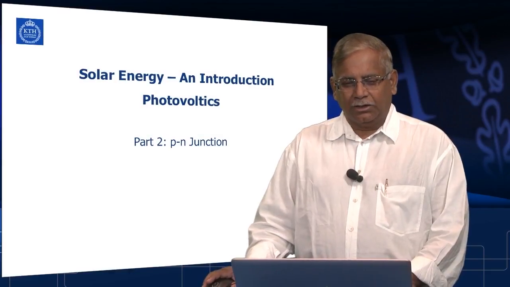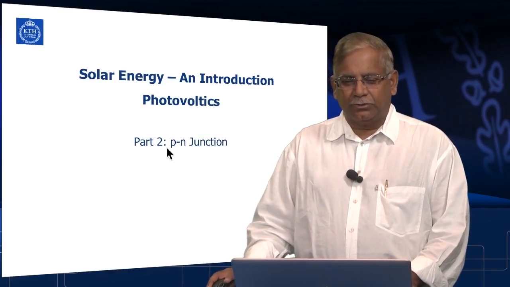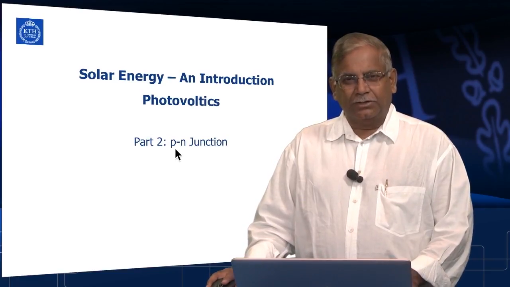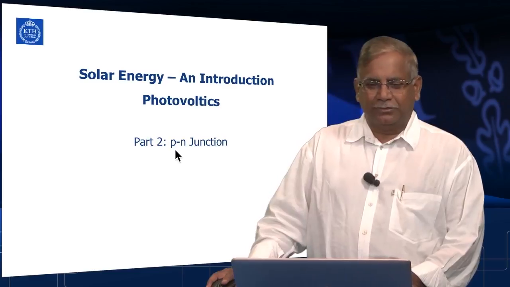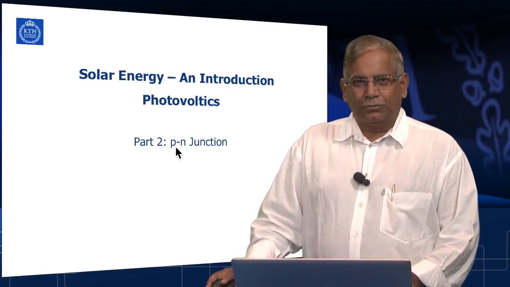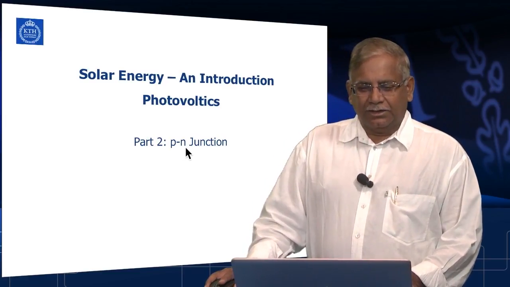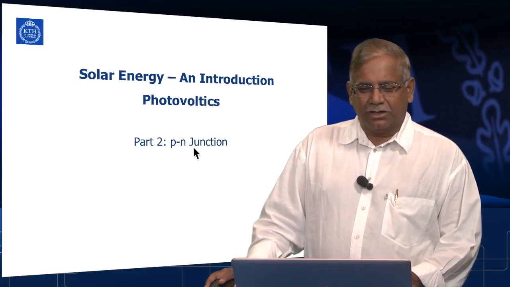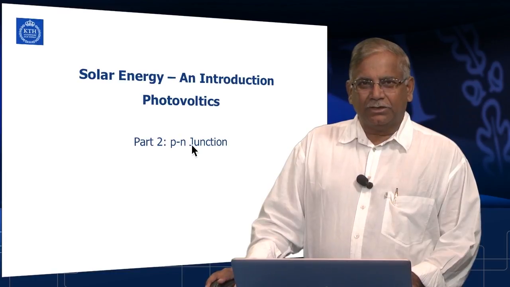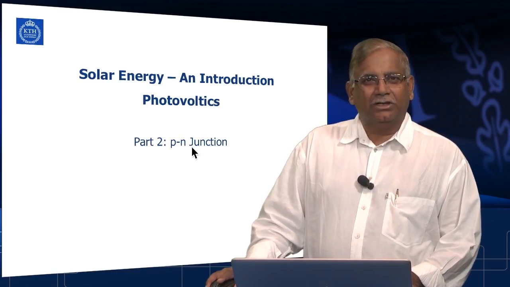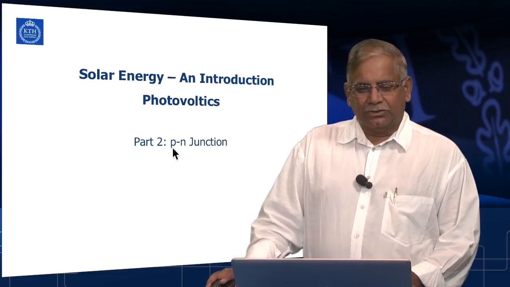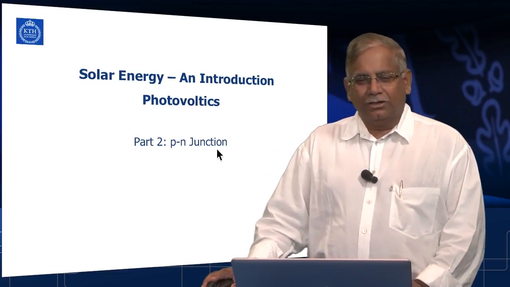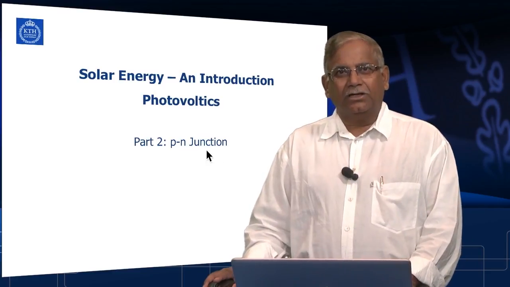Okay, we are going to be on part 2. In this part, we are going to talk about the P-N junction, and the junction is made from the P material, which we talked about previously. It is doped with chemical, to have more electrons in the conduction band, and we have the N-type material, which has more holes in the valence band.